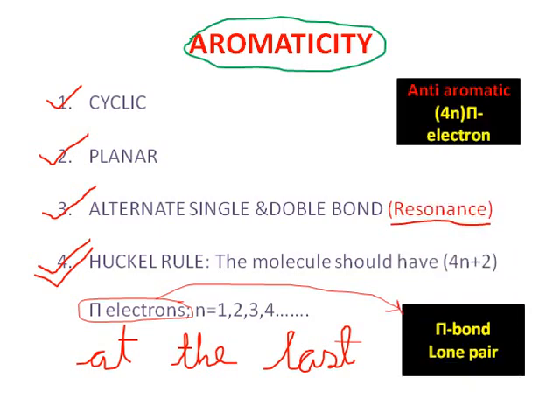Along with aromaticity, you should also know what is an anti-aromatic compound. Anti-aromatic compounds are also those compounds which are cyclic, planar, with alternate single bond and double bond, but according to the Huckel rule, anti-aromatic compounds should possess 4n pi electrons, where n is equal to 1, 2, 3, 4, etc. So we will see the application of these properties in case of aromatic, non-aromatic and anti-aromatic compounds.